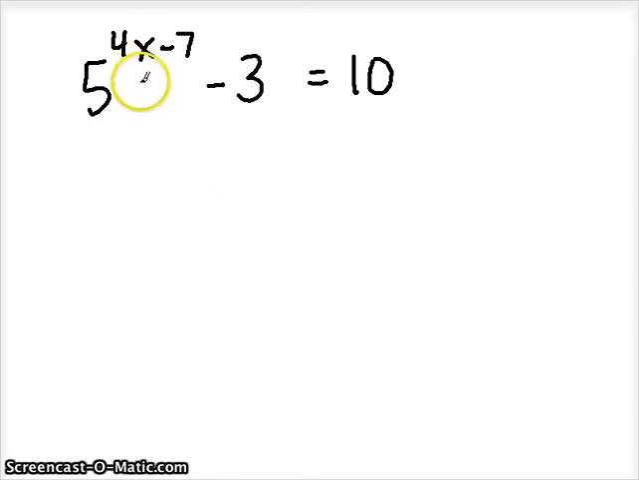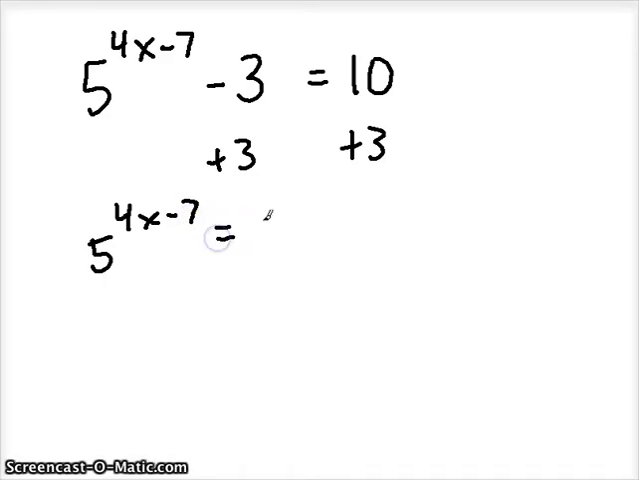We've got to get this exponent by itself. So we're going to add 3, get rid of that 3 first. Now we've got 13 on the other side. And again, we're going to use that same property. If I want to undo something, you can use a common log as well as a natural log. It doesn't matter. You're going to get the same answer out of both.